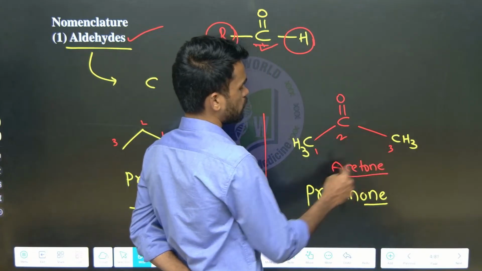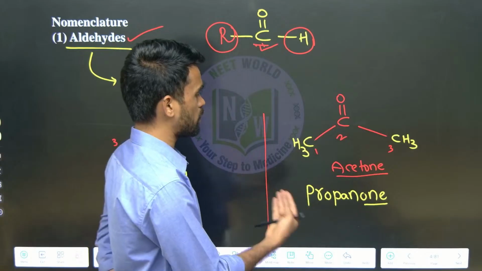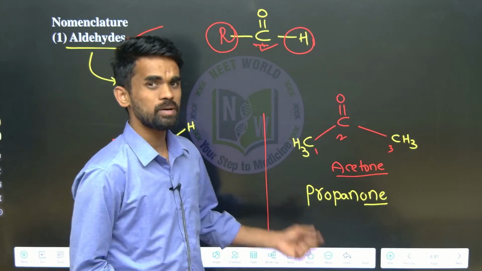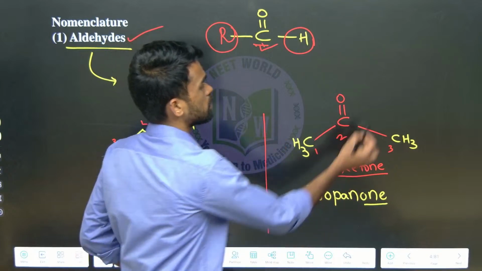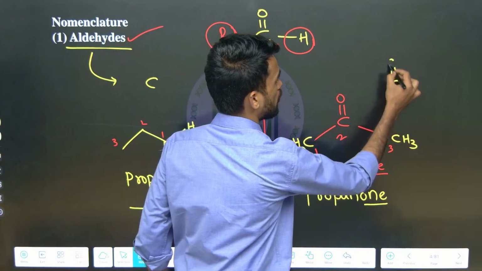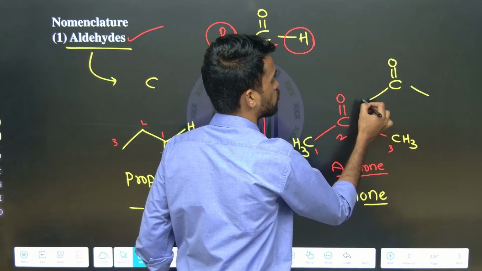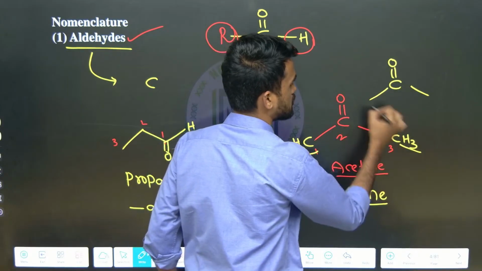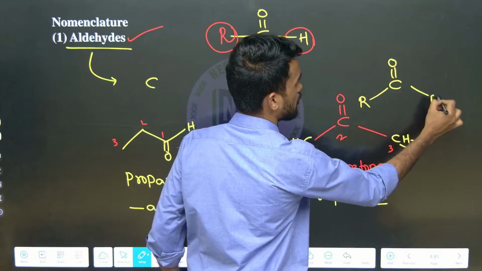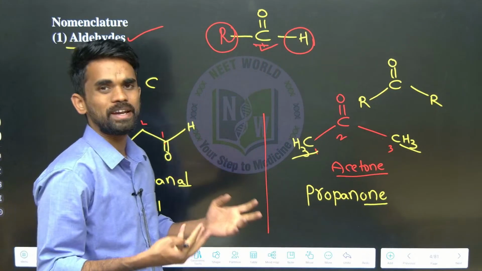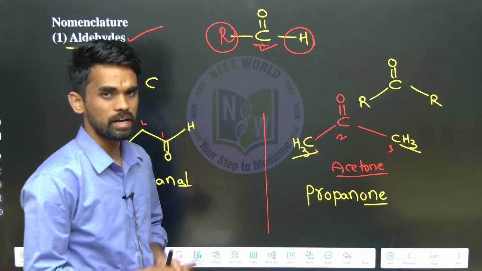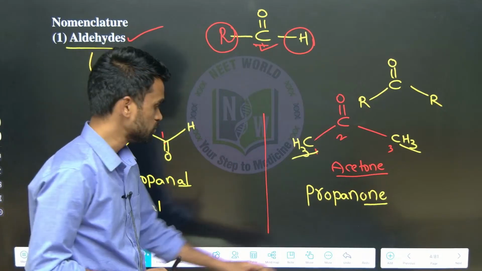So propane-2-one, or simply you can write propanone, because for ketones, what is the condition for a functional group to be a ketone? The carbonyl group should contain alkyl groups only on both sides, like methyls, ethyls, like that only. So you can simply write it as propane-2-one or propanone also, perfect. Okay, right. So hope the discussion is clear.